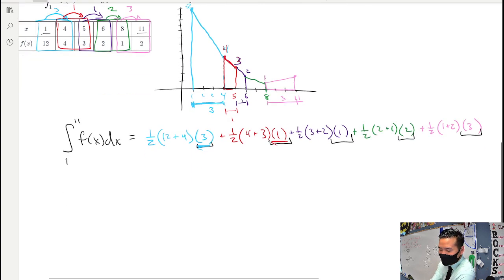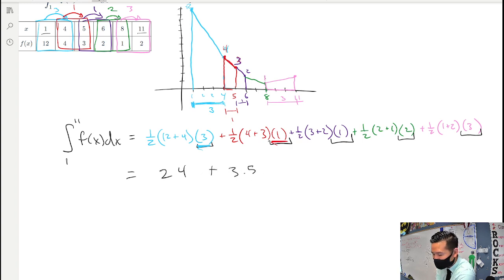Oh, by the way, if you want to get the final answer for this, let's do this real quick. That's going to be 24 plus 3.5, or 7 over 2, plus 2.5 or 5 over 2, plus 3, and 4.5 or 9 over 2. This thing is approximately 37.5.